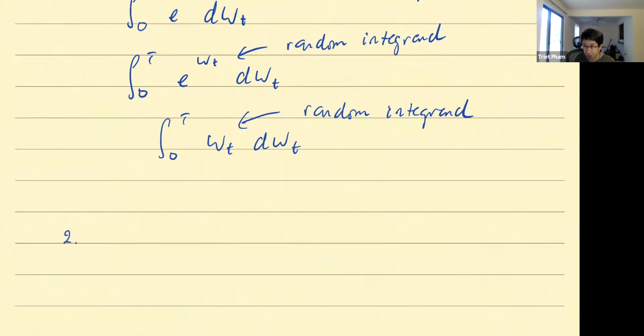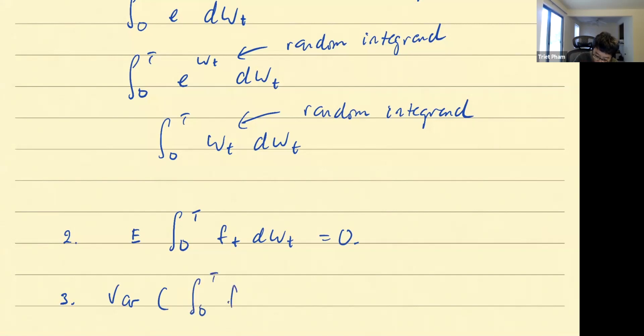Two, okay. The expectation of this random variable will always be 0. The variance of this random variable will always be the expectation of the integrand squared times dt.